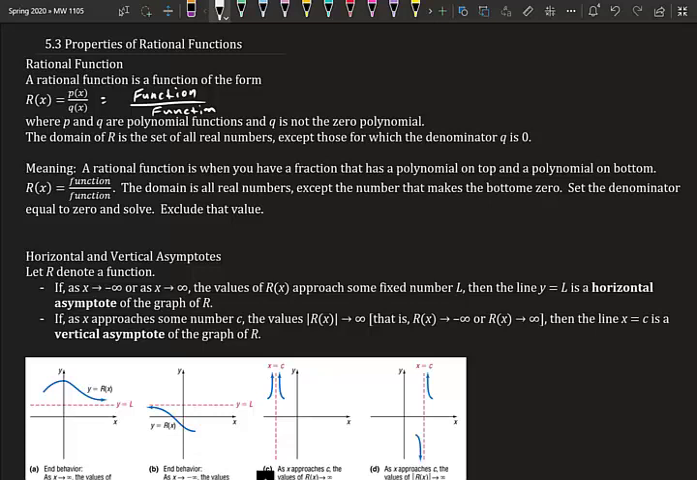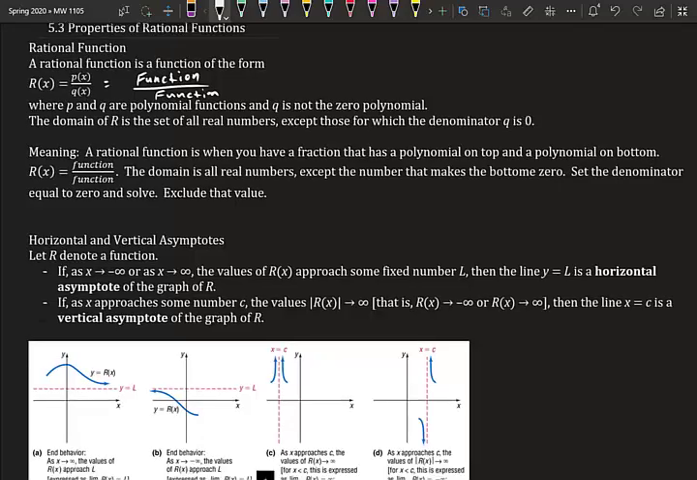The domain of R is a set of all real numbers except those for which the denominator Q is 0, so we set the denominator equal to 0. So a rational function is when you have a fraction that has a polynomial on top and polynomial on bottom. The domain is all real numbers except the number that makes the bottom 0. You set the denominator equal to 0 and solve, exclude that value.